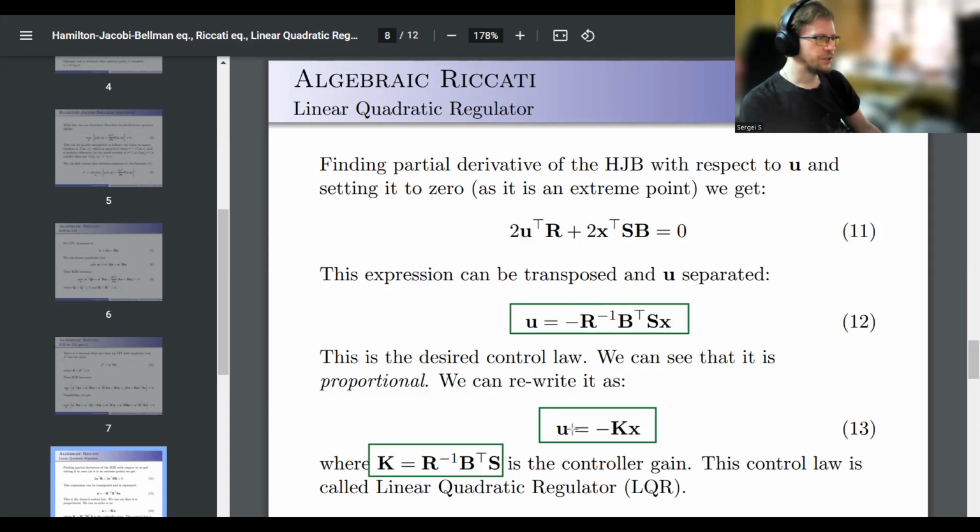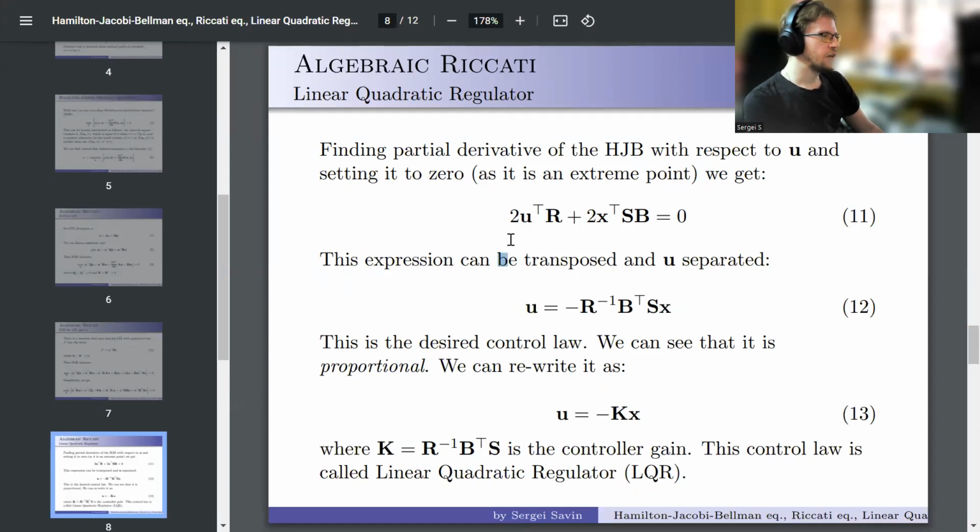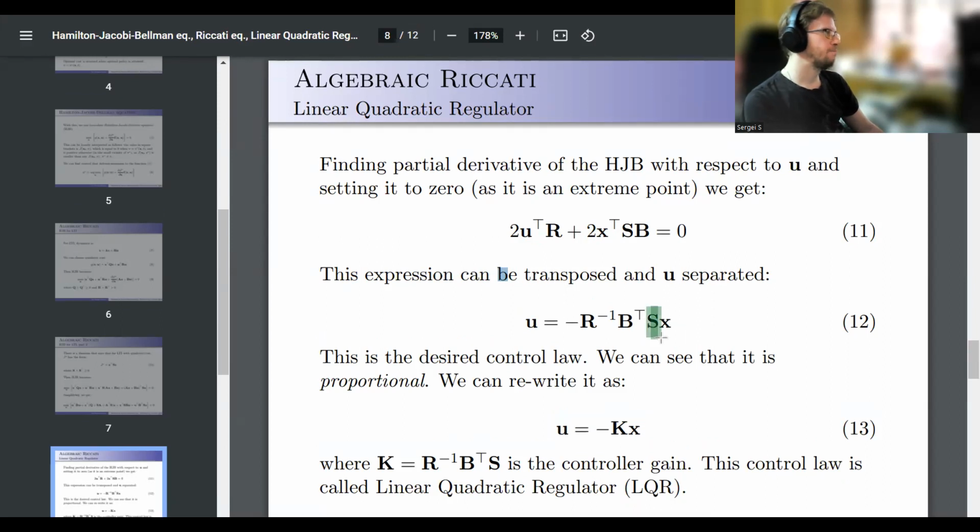Now this control law is called the Linear-Quadratic Regulator, LQR. If you use this control law, you're using a Linear-Quadratic Regulator. Okay. Now, how do we find S? It's all fun, but before we know S, we cannot use LQR. We need to find S.